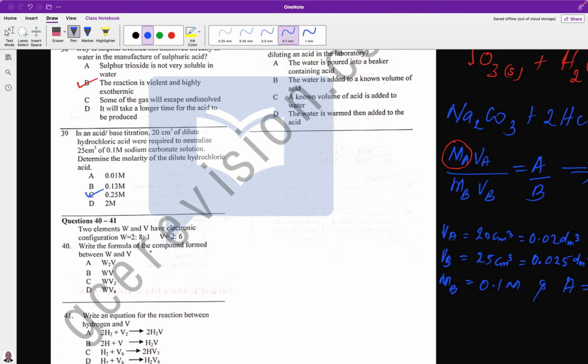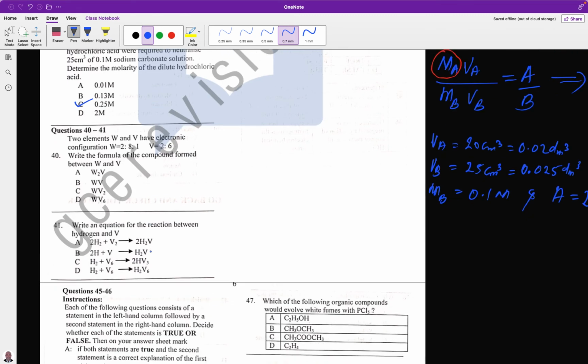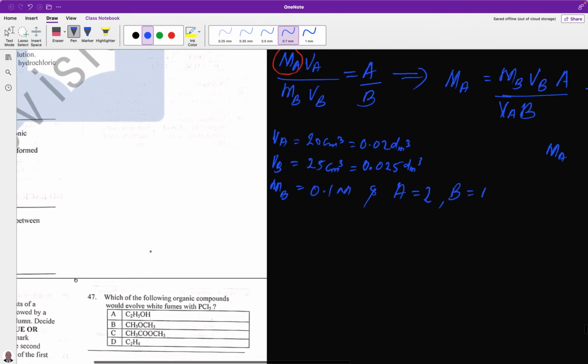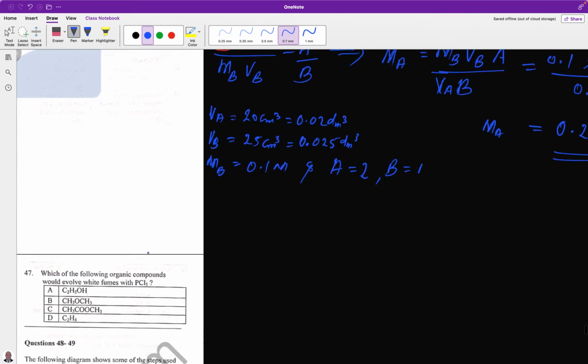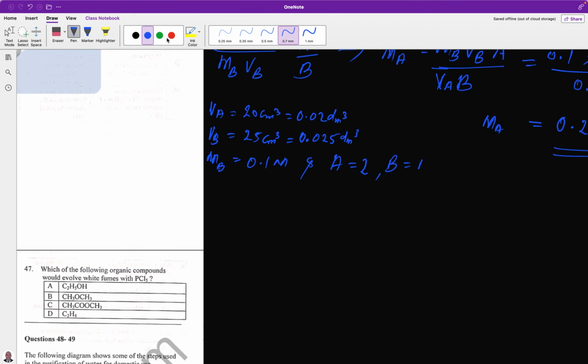Okay, now question number 40. W and V have electronic configuration. W has the electronic configuration of 2, 8, 1. V has electronic configuration of 2, 6. Write the formula of the compound formed between W and V. Okay, I have to analyze this to you, as I told you.